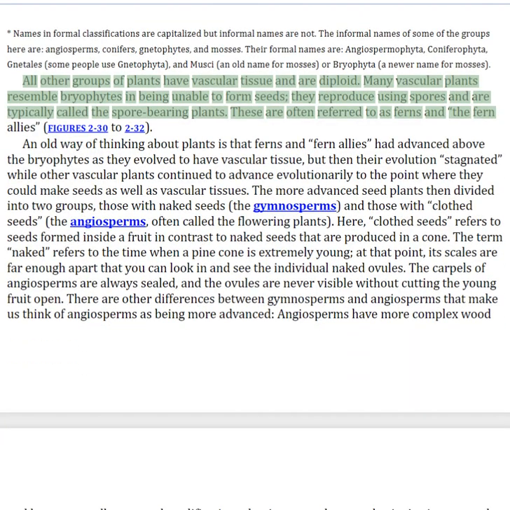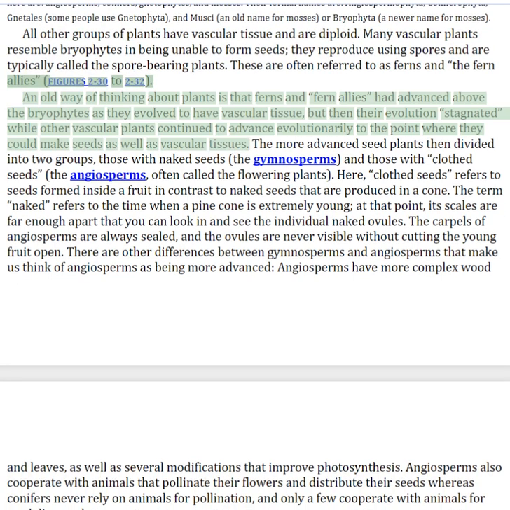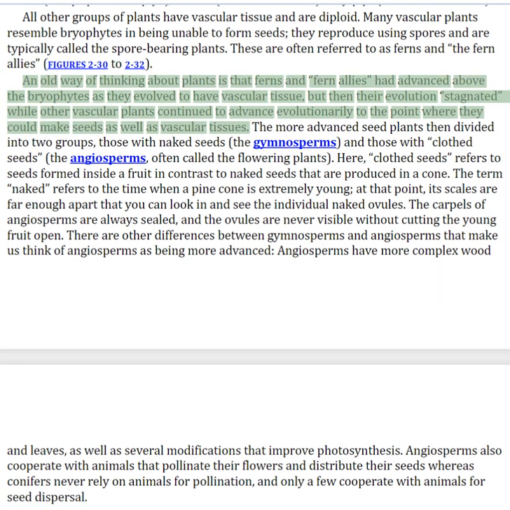All other groups of plants have vascular tissue and are diploid. Many vascular plants resemble bryophytes in being unable to form seeds. They reproduce using spores and are typically called the spore-bearing plants. These are often referred to as ferns and the fern allies.